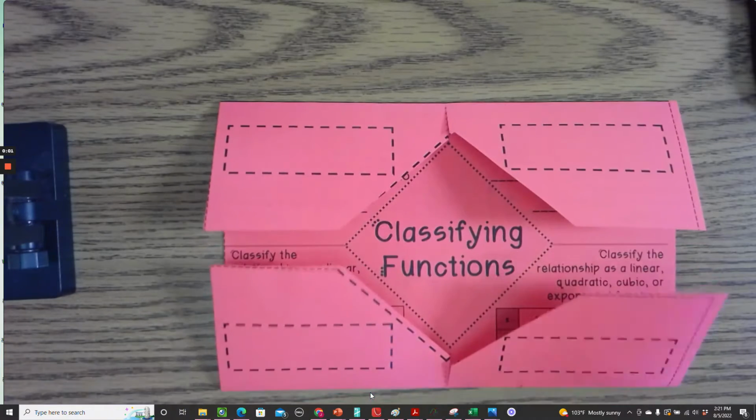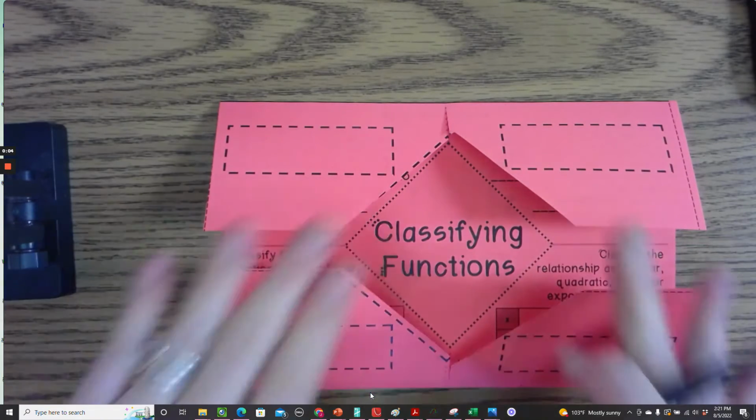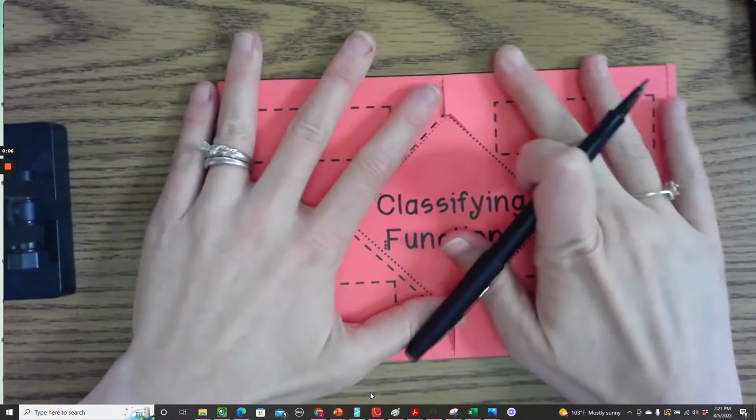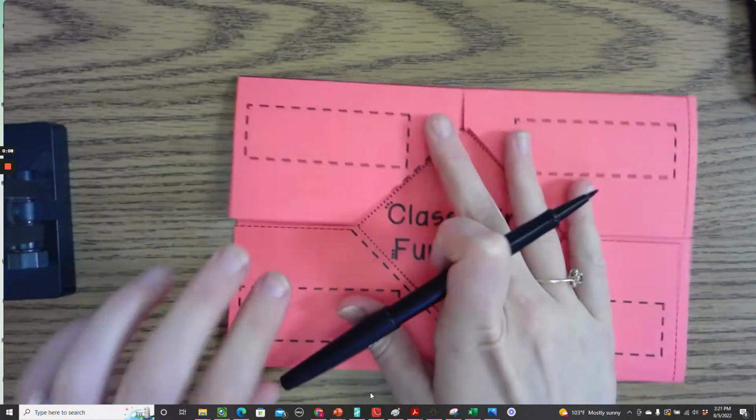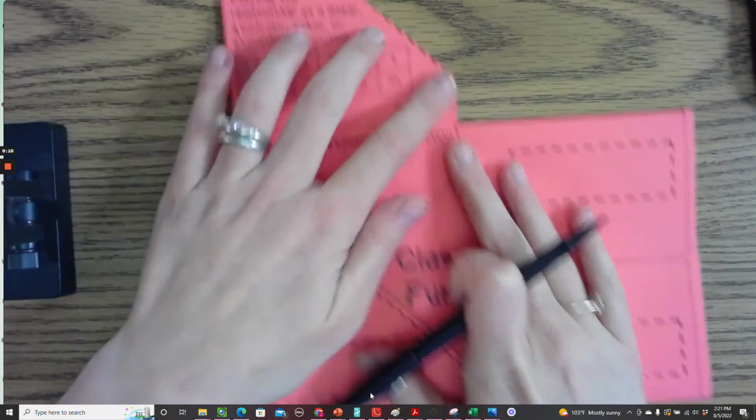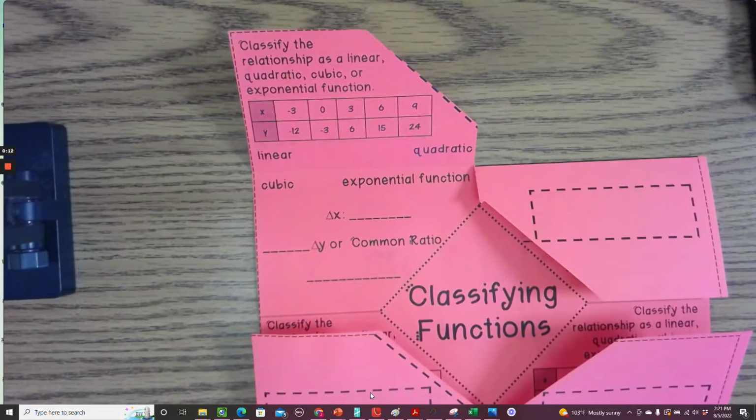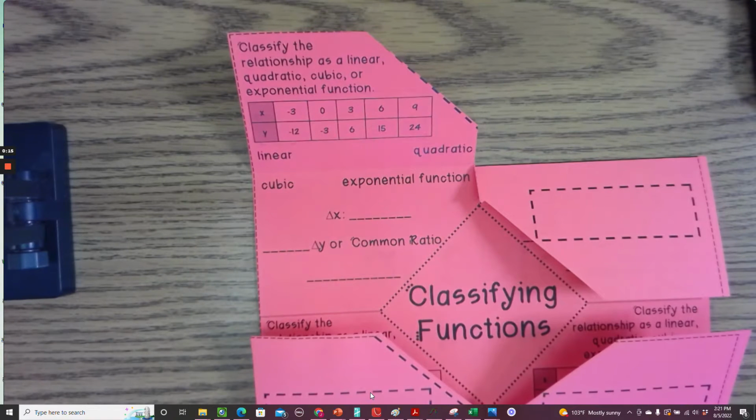This video is for the classifying functions foldable. In this one, we're going to have 4 different tables, and we have to classify each table. We're going to start with this first flap on the left on the top. Classify the relationship as a linear, quadratic, cubic, or exponential function.